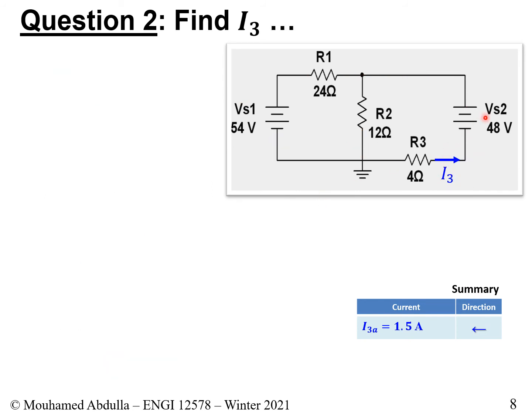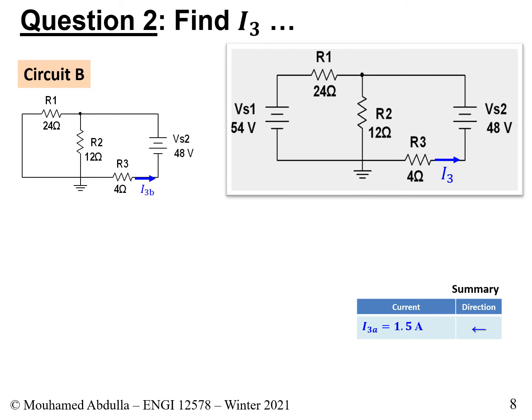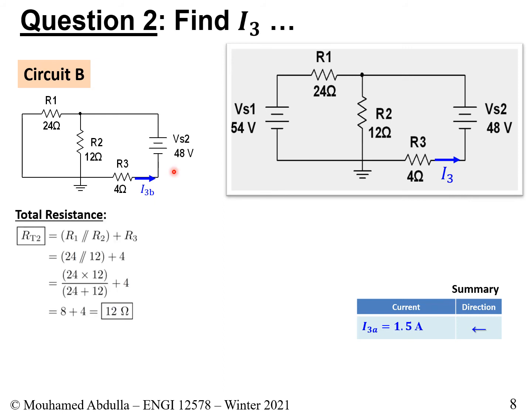Okay, so now we continue and we look at this source and we eliminate the first source. So this one becomes a short circuit, and we only look at the second source, source B, or if you will, VS2. If we do this, this is the circuit that we get. We have the source, we have resistor 1, resistor 2, and resistor 3. And the plus is on top, the minus is in the bottom.